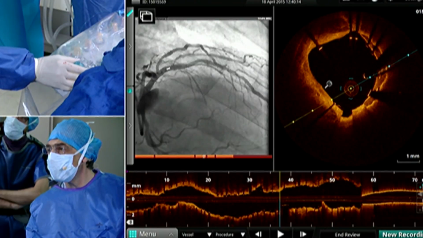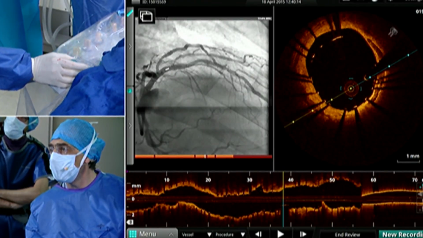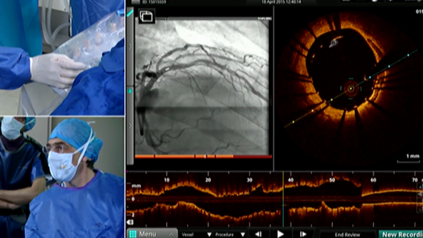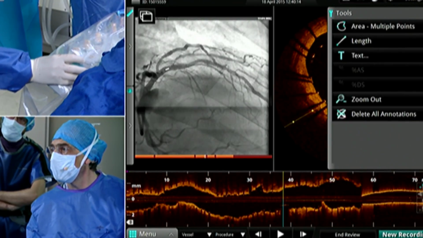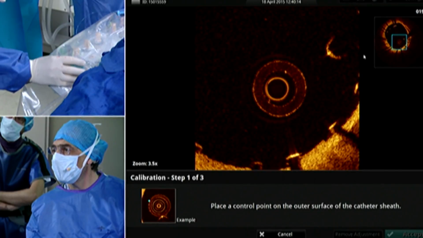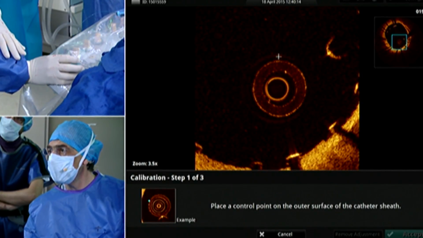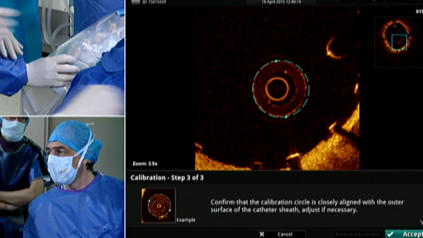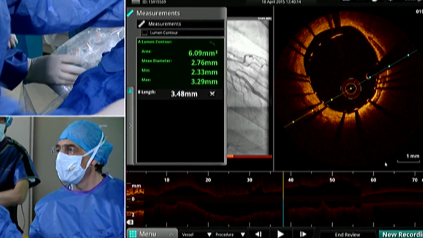Then we are going back. You can see the calcified plaque that is behind the stent. There is some malposition. And eventually, if you want, you can go here. You can click on the lengths. It's asking to calibrate the system to have the right measurements. And then we say accept.